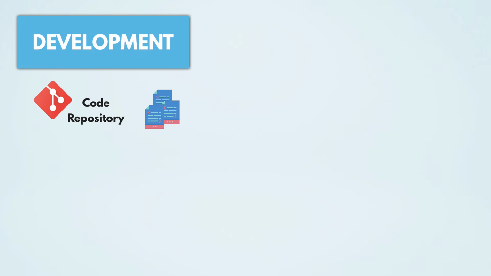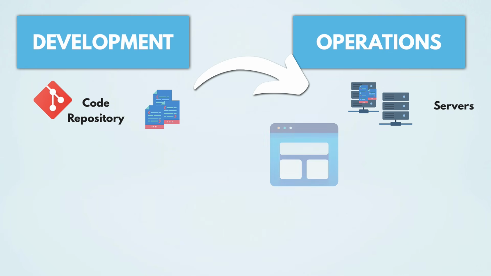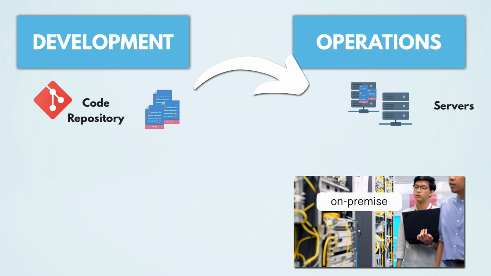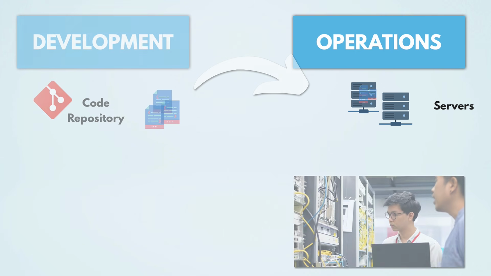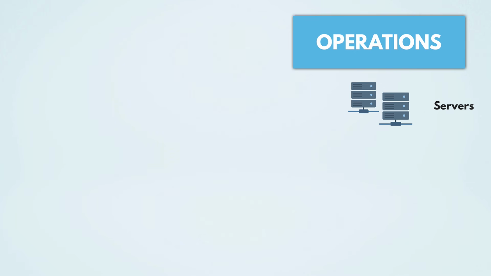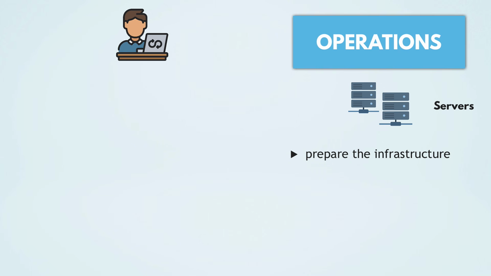Now that application needs to be deployed on a server so that eventually users can access it, right? That's why we're developing it. So we need some kind of an infrastructure, on-premise servers or cloud servers. And these servers need to be created and configured to run our application. Again, you as a DevOps engineer may be responsible for preparing the infrastructure to run the application.